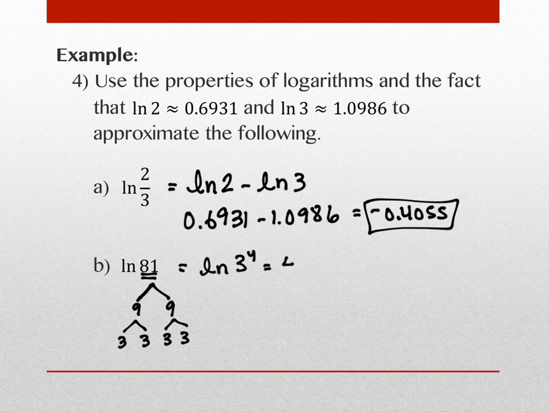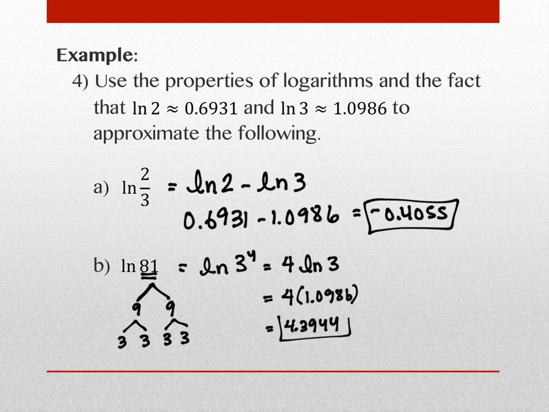You bet. The 4 to the front. So I've got 4 and then natural log of 3. And then I know what natural log of 3 is. That was a given piece of information. Sorry, not negative. It's 1.0986. And when I multiply that by 4, what do I get? Okay. Very good. Everybody good?